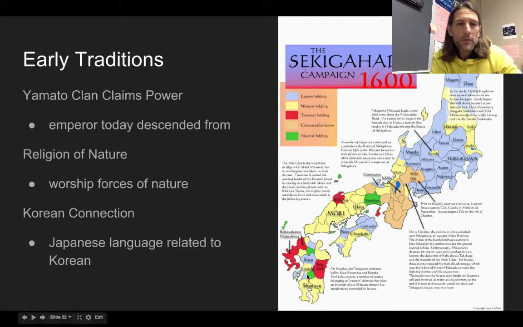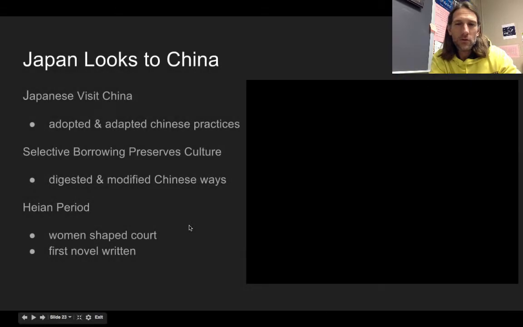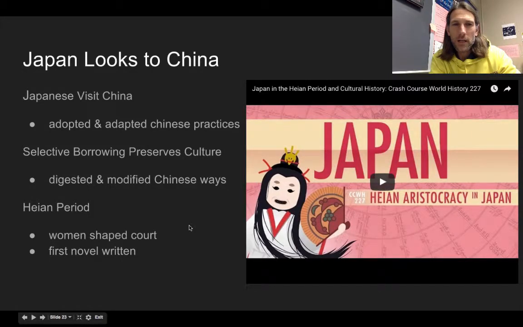So religion, Shintoism: they believe that forces of nature influence things, and they worship those forces of nature, and that's what Shinto is. And if we look at the Korean connection, Japan's language is closer to Korean than it is to Chinese. Japan did a lot of trading with China. They visit China, they learn a lot from them, and then they adapt and adopt these Chinese practices to fit their own particular needs. But what we see is a lot of selective borrowing. They digested and modified Chinese ways.